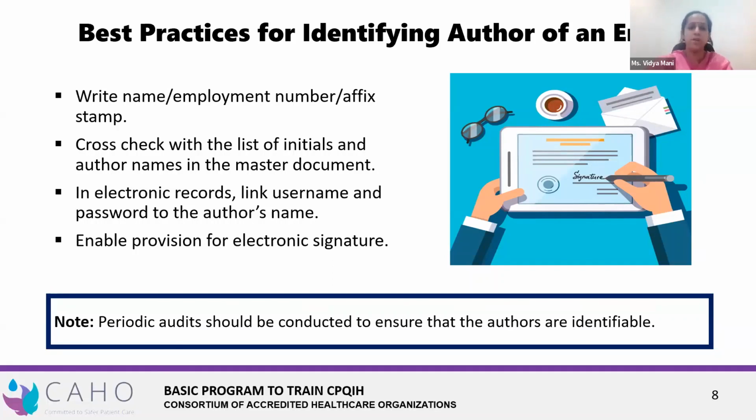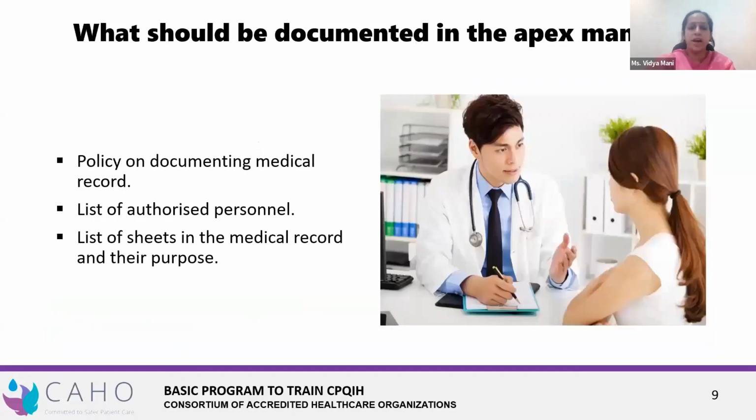And as part of IMS 1, what is it that you need to document in your APEX manual? First will be the policy on documenting medical records. Second is the list of authorized personnel who can make entries in your medical records.